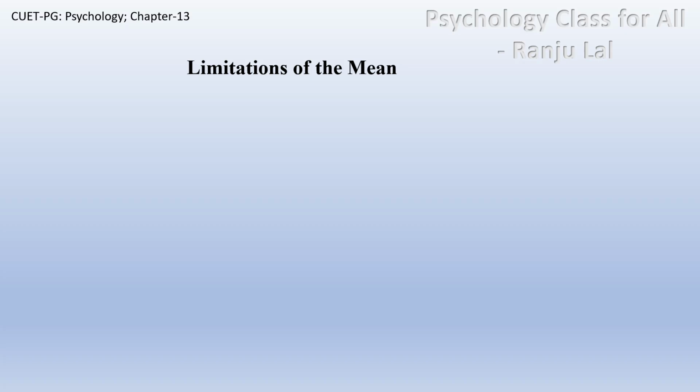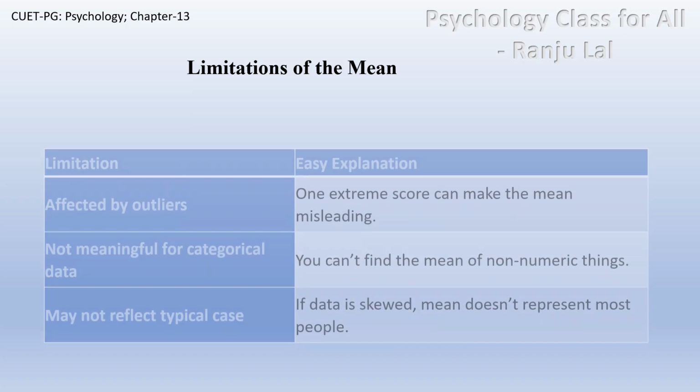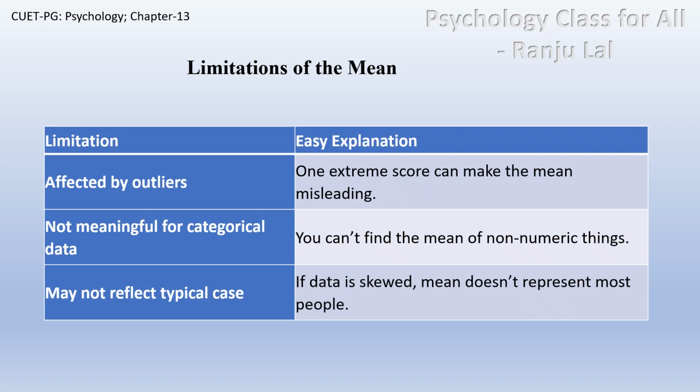Still, there are some limitations of the mean too. Think of the mean like a balance scale. It works well when everything is evenly distributed. But if someone puts a heavy stone on one side as an outlier, the balance tips and the mean no longer tells the whole truth. So these are the limitations, like it gets affected by outliers. That means one extreme score can make the mean misleading. One very depressed participant can raise the average of depression score.